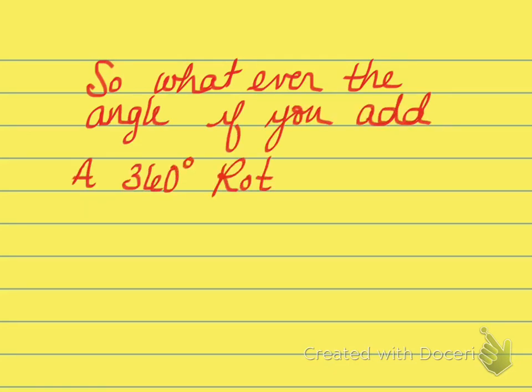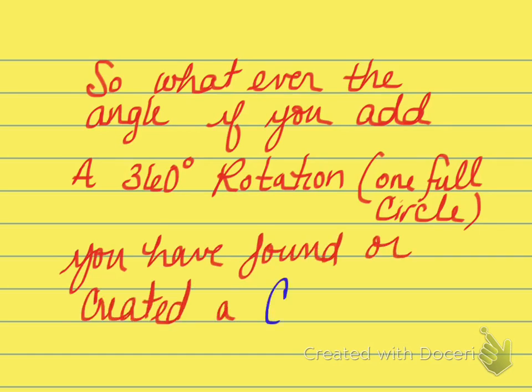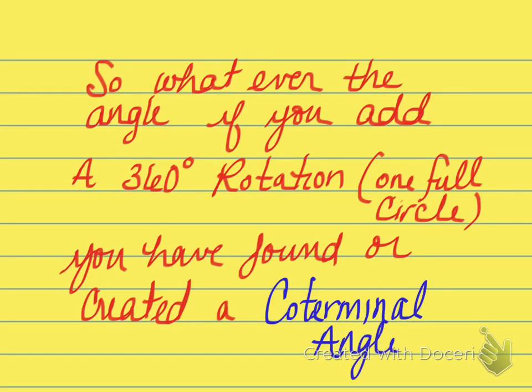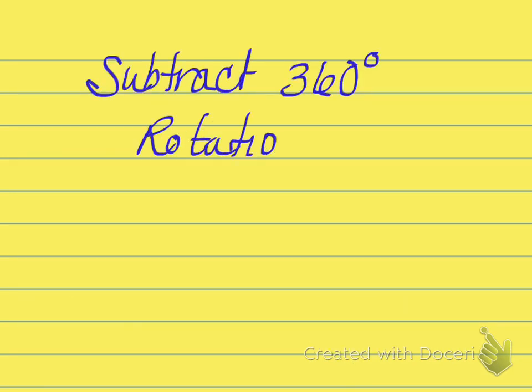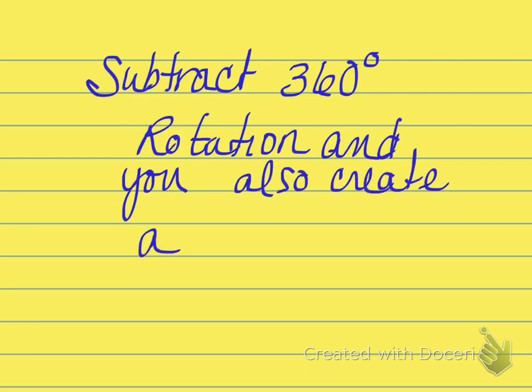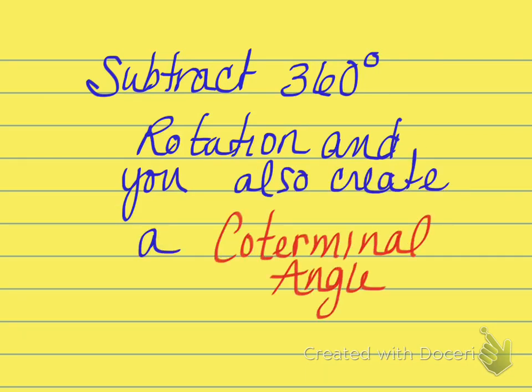So whatever the angle, if you add a 360 degree rotation, which is just one full circle, you've found or created a coterminal angle. Subtracting works the same way. If I have 360 degrees, I take it away. One full rotation, I'll be in the same location.